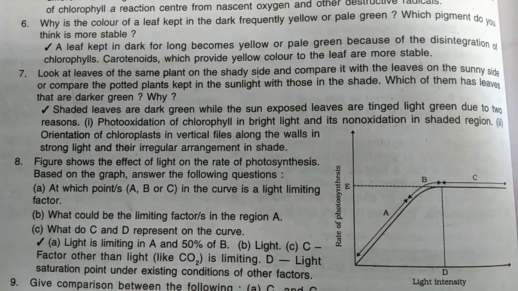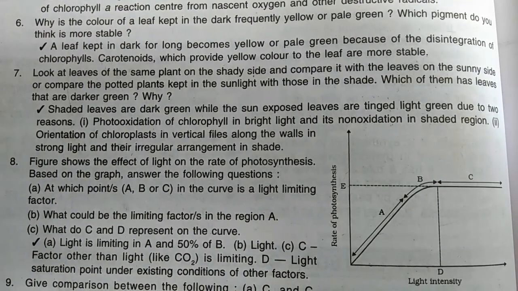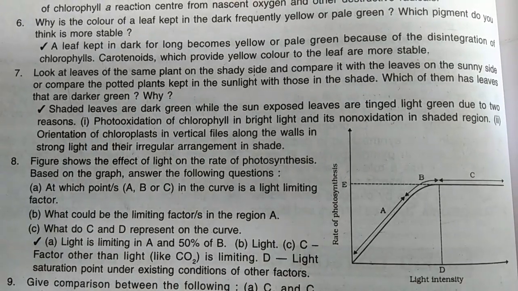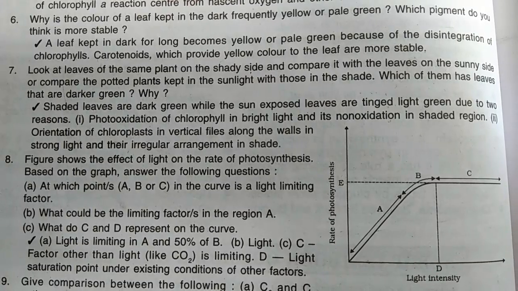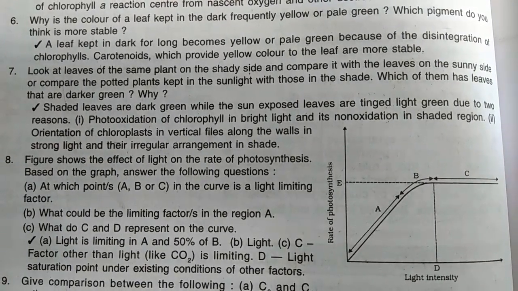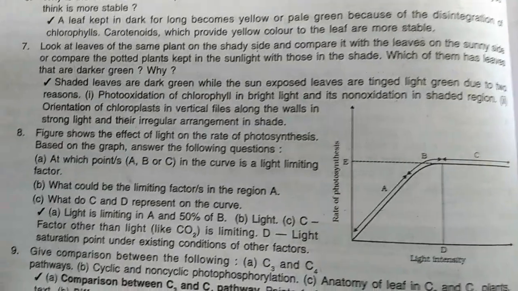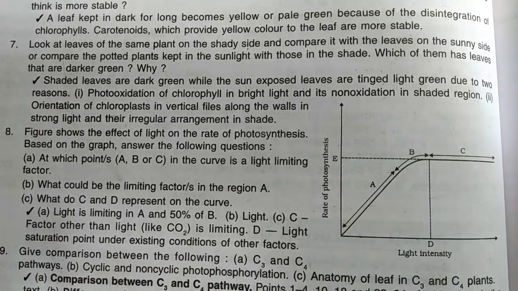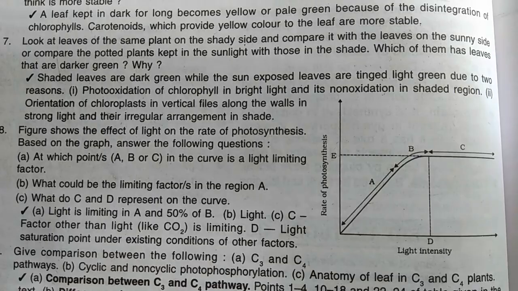Question 7 is look at leaves of the same plant on the shady side and compare them with the leaves on the sunny side, or compare potted plants kept in the sunlight with those in the shade. Which of them has leaves that are darker green? Why? So the answer is shaded leaves are dark green while the sun exposed leaves are tinged light green due to two reasons.